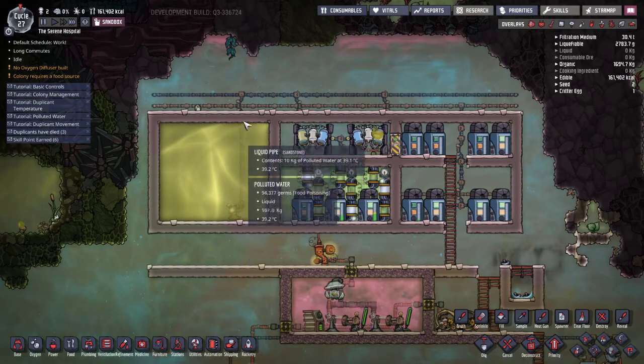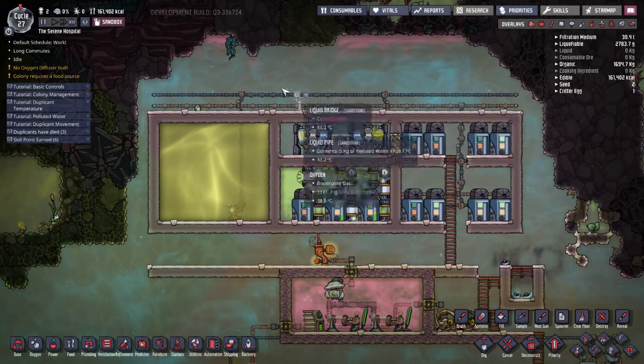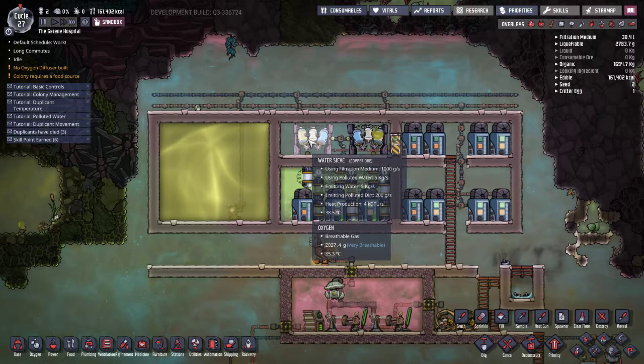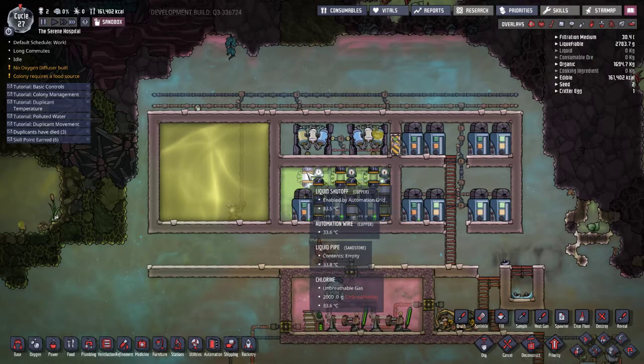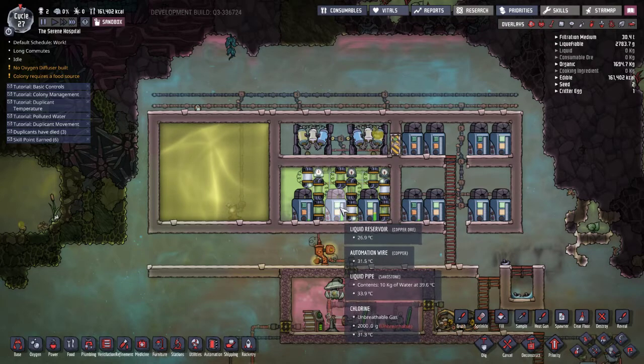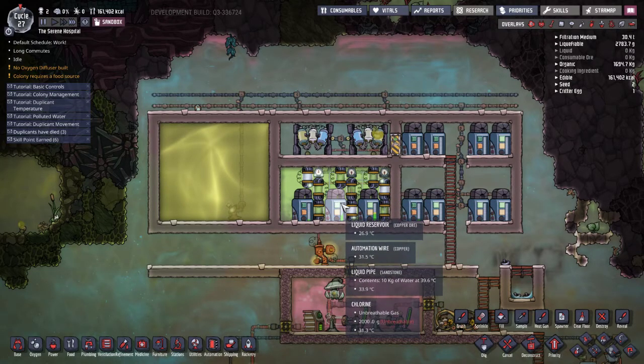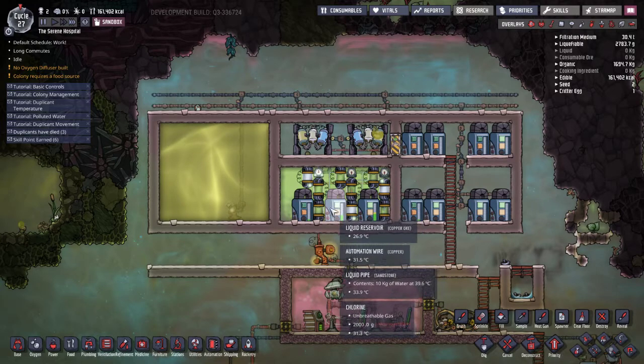So we have the pump going to a shared liquid pipe that branches off into the water sieve component. We take a look at the plumbing overlay. The water sieves each output into this other liquid bridge, which will then branch into these liquid shutoff valves. We have 3 liquid shutoff valves so that only a single reservoir is filling at a time.